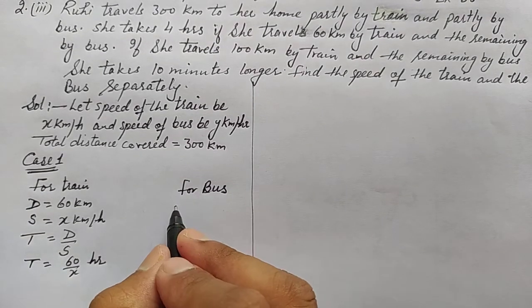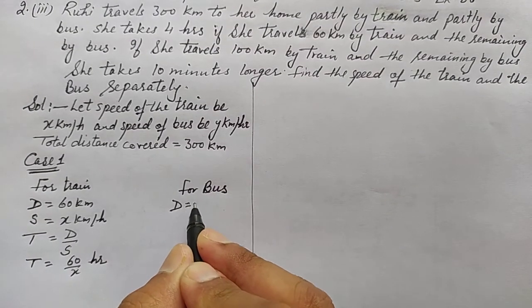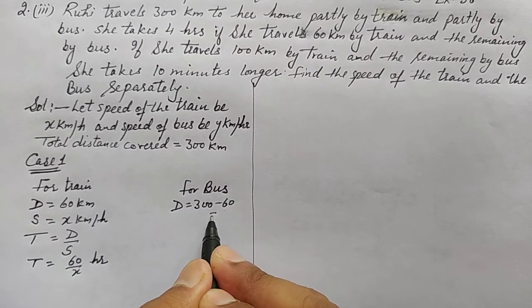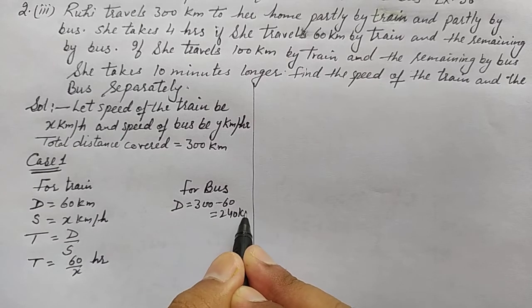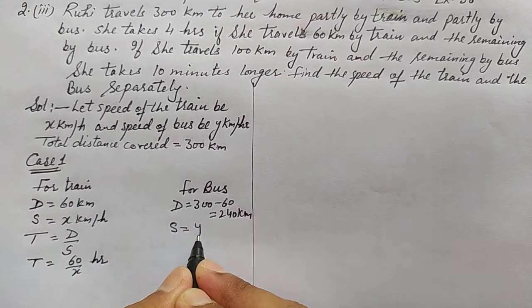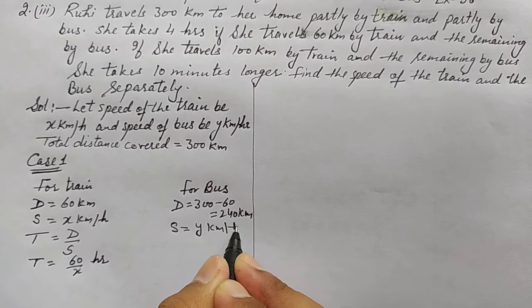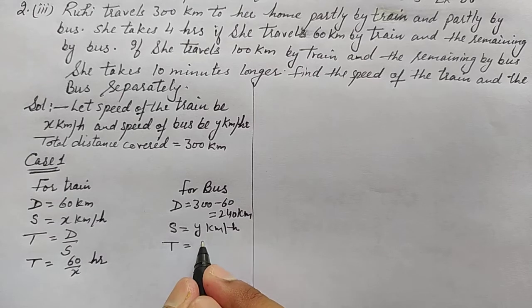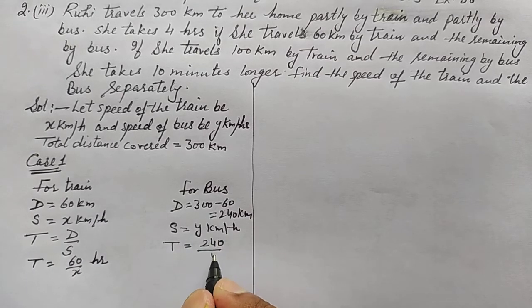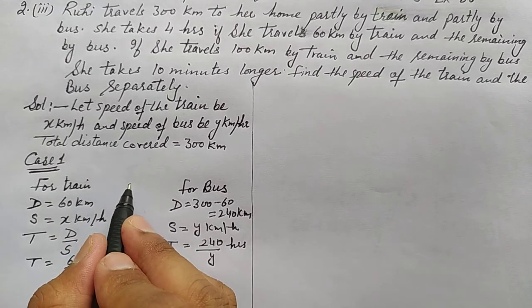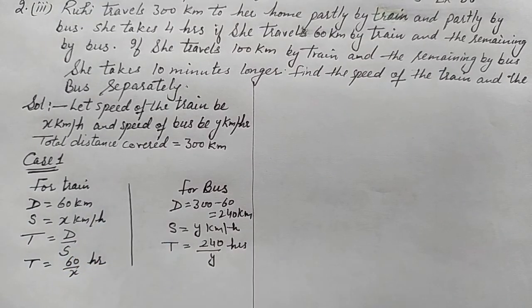Now for the bus, the distance traveled by the bus is 300 minus 60, that is 240 kilometers. The speed of the bus is y kilometers per hour. The time taken by the bus is distance over speed, that is 240 over y hours. So these are our two small cases in case 1.